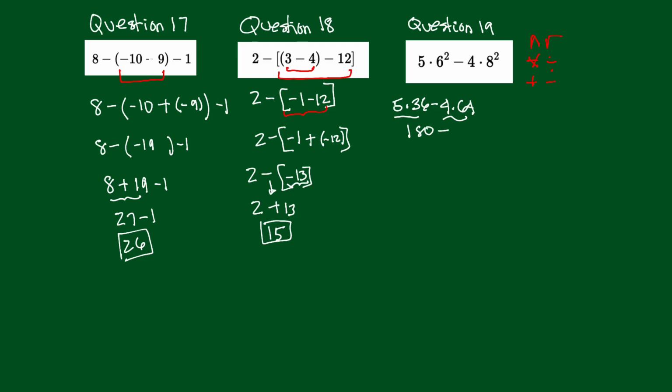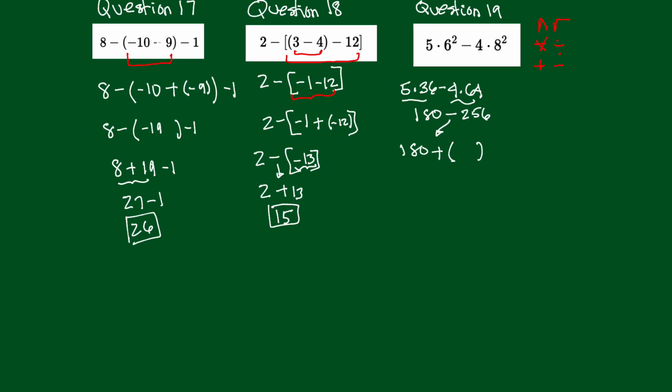Minus, now 4 times 64 is 256. Now we've got a subtraction, right? Subtraction. You change subtraction to addition of the opposite. So I'm going to have 180. Now, change that subtraction to an addition of the opposite. Now, the number we're dealing with is the opposite of 256. The opposite of 256 is negative 256.